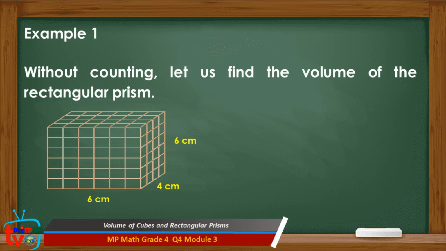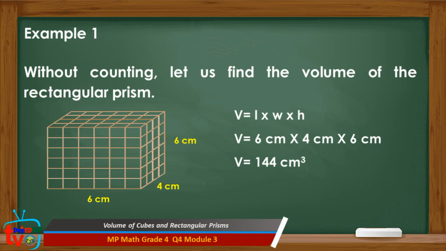Example 1. Without counting, let us find the volume of the rectangular prism. We use the formula volume is equal to length times width times height. Substitute the formula with the given values. So volume is equal to 6 centimeters times 4 centimeters times 6 centimeters. Volume is equal to 144 cubic centimeters.